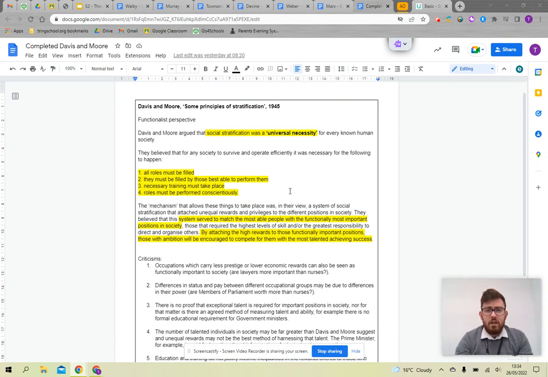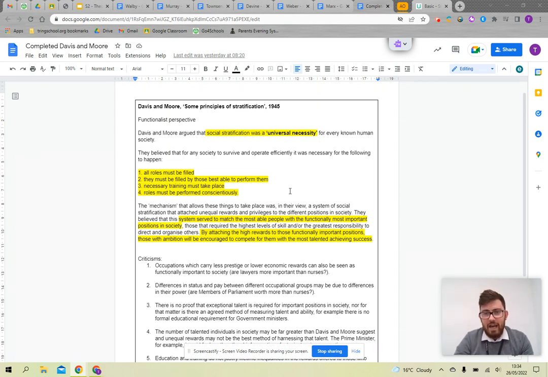Okay, so these guys are sort of big deal functionalists. So you've got your Durkheim, your Parsons, and Davis and Moore are up there as some of the better known functionalist sociologists. And they talk about social stratification. Okay, stands to reason, that's what the unit is. But they talk about how actually the way that society is organized is a universal necessity.